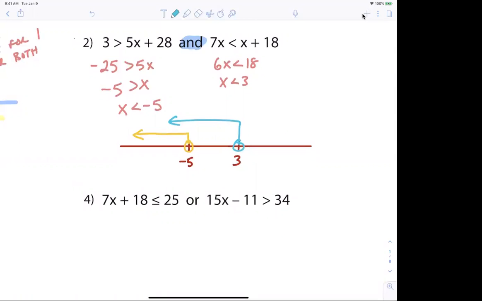Negative infinity to negative 5. Okay. All right, I'm happy.